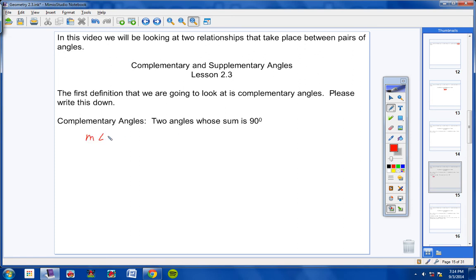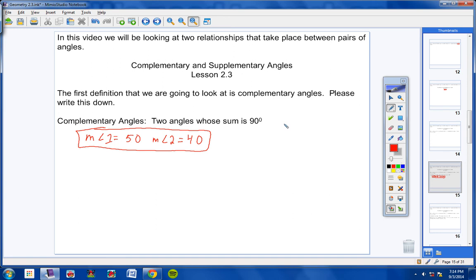If I said the measure of angle 1 is 50, and I said the measure of angle 2 is 40, you would know right away that these two angles are complementary because 50 plus 40 is 90. Okay? And so these two angles are complementary.